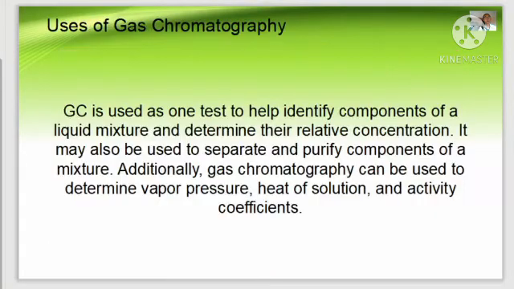So, uses of gas chromatography. GC is used as one test to help identify components of a liquid mixture and determine their relative concentration. It may also be used to separate and purify components of a mixture. Additionally, gas chromatography can be used to determine vapor pressure, heat of solution, and activity coefficients. Industries often use it to monitor processes to test for contamination or ensure a process is going as planned.